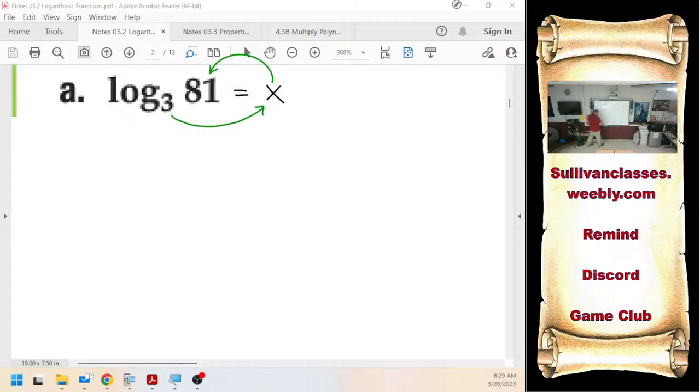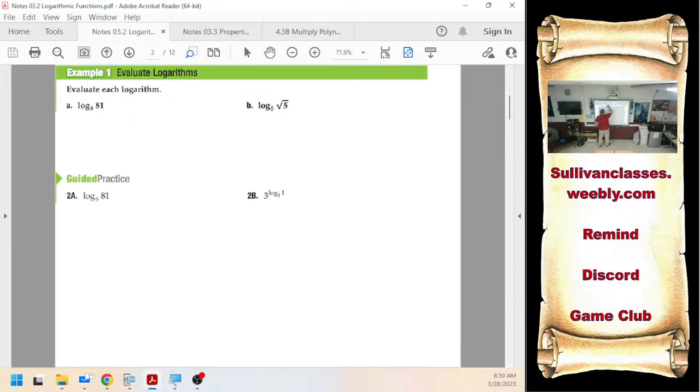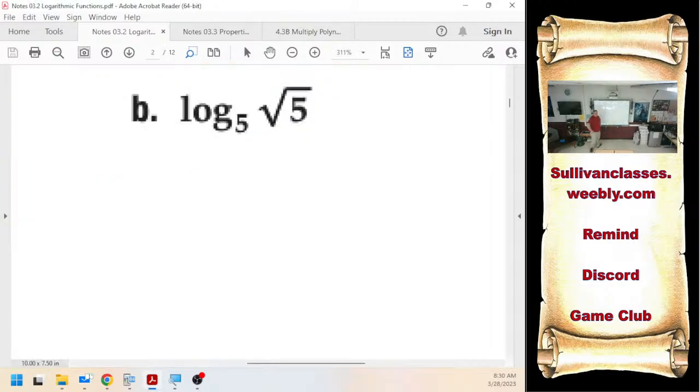When I say log of a thing, I am saying 3 to what power made 81? That's it. It's just 4. The value of this logarithm is 4 because 3 to the 4th is 81. Okay? And that definition can make some of us go a little cross-eyed. All right. 5 to what power makes square root of 5 if we don't remember rational exponents?